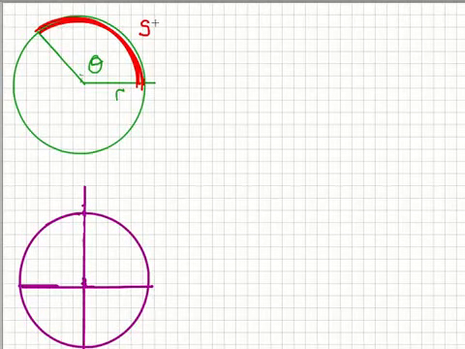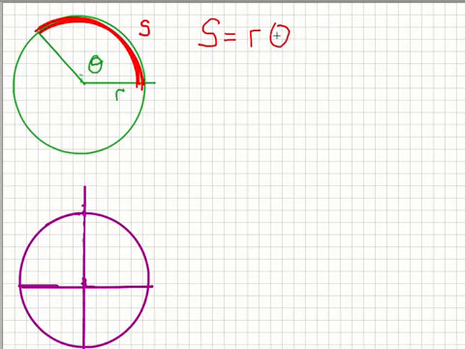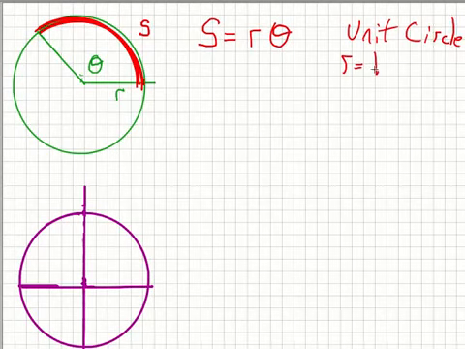Let's take a moment to remember our arc length. We remember that the arc length S is going to be equal to the radius r times the inscribed angle theta. Now if we look at a special circle called the unit circle, the unit circle gets its name because its radius is 1 unit.